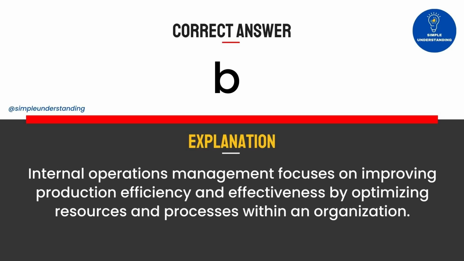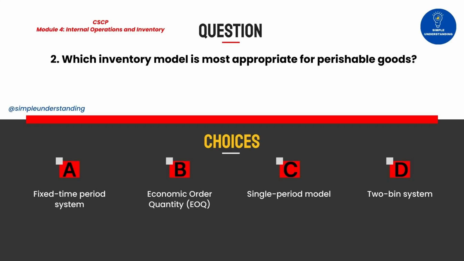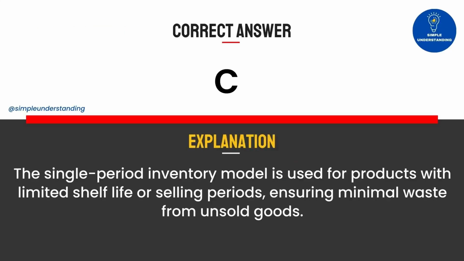2. Which inventory model is most appropriate for perishable goods? A. Fixed time period system. B. Economic order quantity, EOQ. C. Single period model. D. Two-bin system. Correct answer, C. Explanation. The single-period inventory model is used for products with limited shelf life or selling periods, ensuring minimal waste from unsold goods.